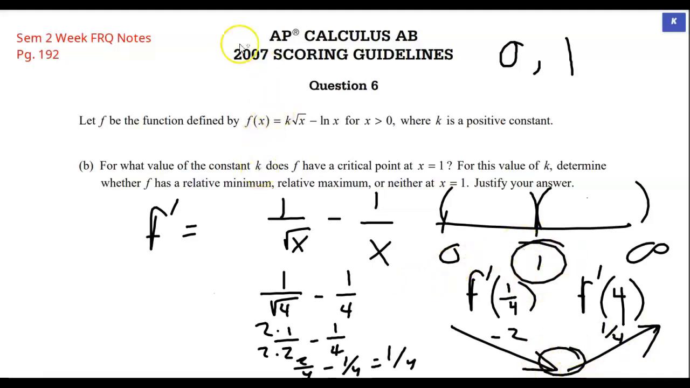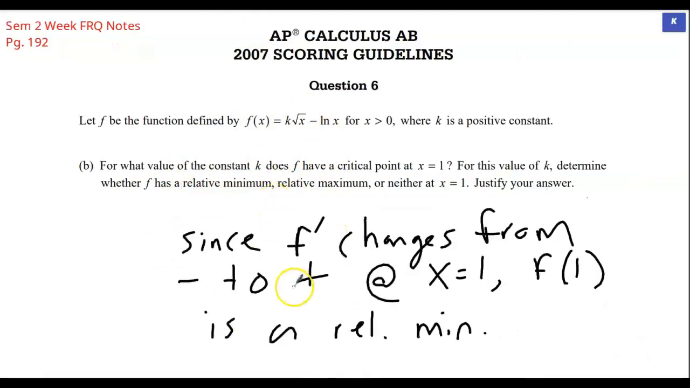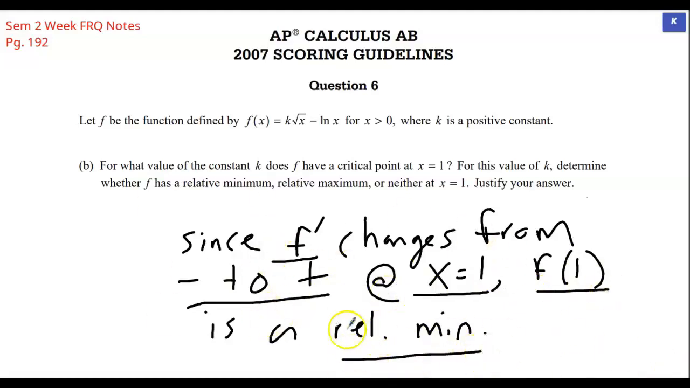Okay, so we know the answer is it's a relative minimum, but once again, we need to know how to word that appropriately. So how should we word that? So as you can see here, same kind of wording as last time. Since f prime changes from negative to positive at x equals 1, f of 1 is a relative minimum. Once again, f prime is changing from negative to positive, critical value, x equals 1. Therefore, f of 1 is a relative minimum. So those are your key elements you want to have in your sentence there to make it complete.